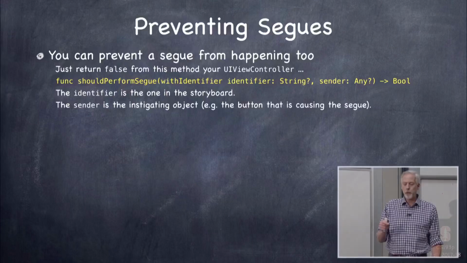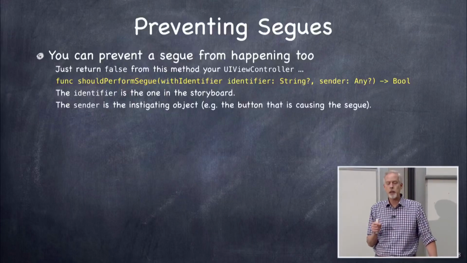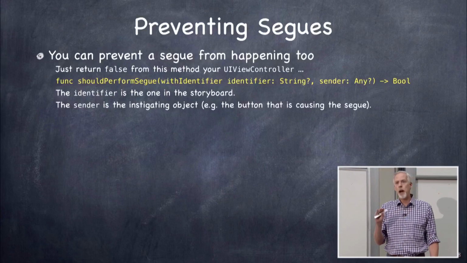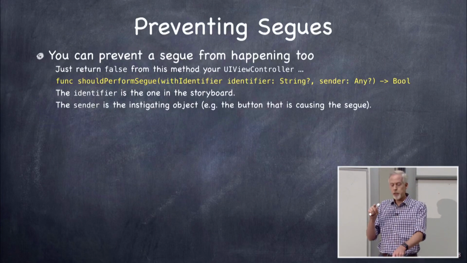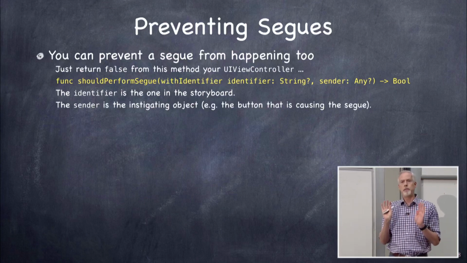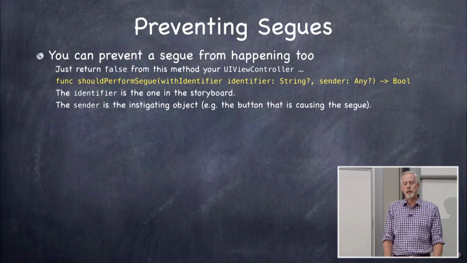All right, so that's prepare for segue. You can prevent a segue from happening with this method, shouldPerformSegue in UIViewController. You get the identifier. If you return false from this, then the segue will not happen. So if someone clicked on that graph button, the system looks at this method. If it says no, then it will not segue to a new graph controller. It's just like you never even clicked on that button. This is pretty rare to do, but occasionally you might want to do it.